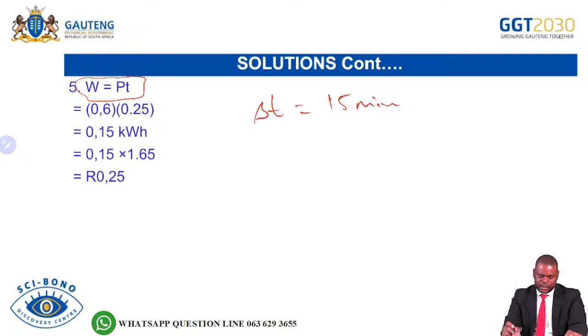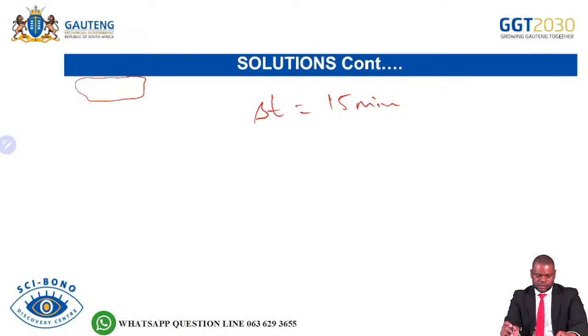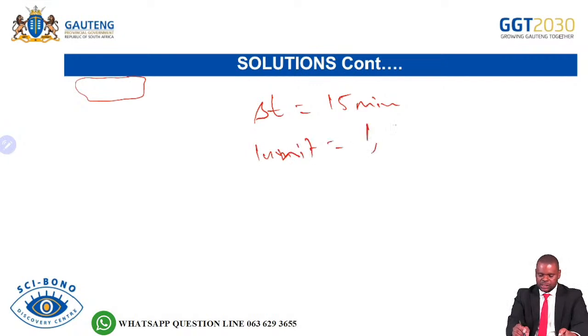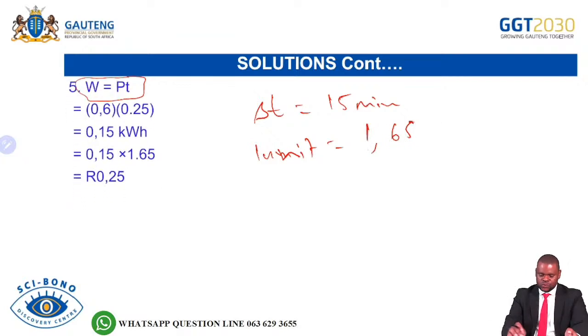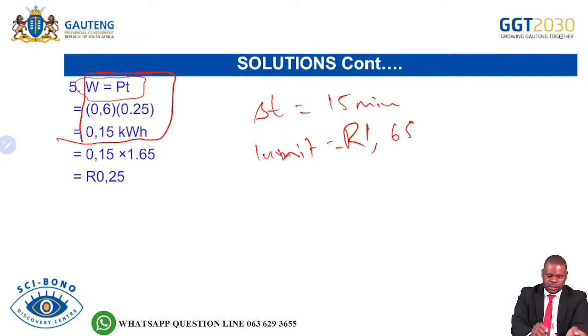And what else are we given? We're given that 1 unit is equal to 1 rand 65 cents. This is what we're given. 1 unit is equal to 1 rand 65 cents. And then what we do is to first calculate the energy. Are we together? We calculate the energy.